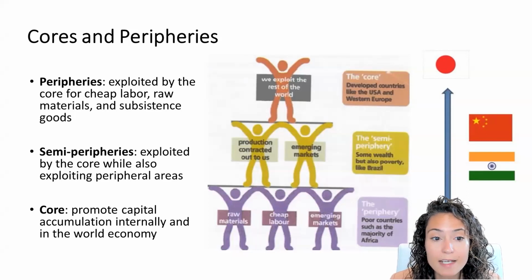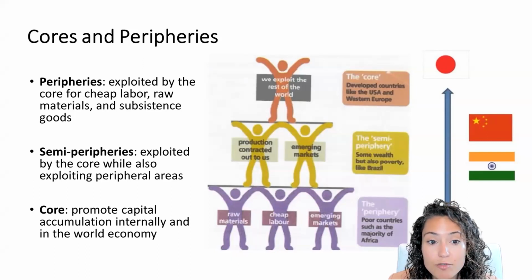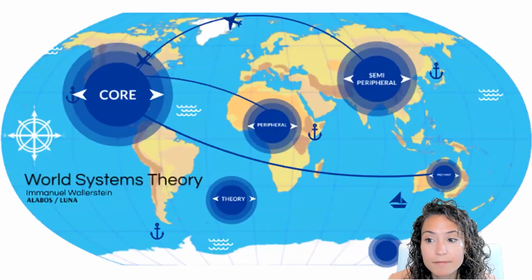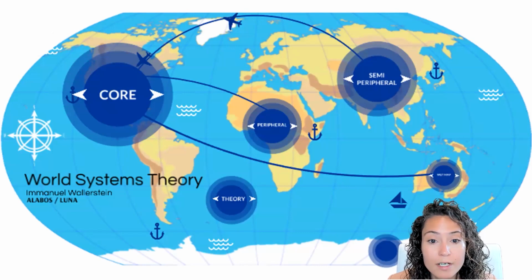The core states, finally, are in geographically advantageous areas of the world, places like Europe and North America. These core states have strong central governments, powerful militaries, complex state institutions, and are highly industrialized. These core states promote capital accumulation internally through tax policy, government purchasing, sponsorship of research and development, financing, and maintaining social order to minimize class struggle. Core states also promote capital accumulation in the world economy itself.